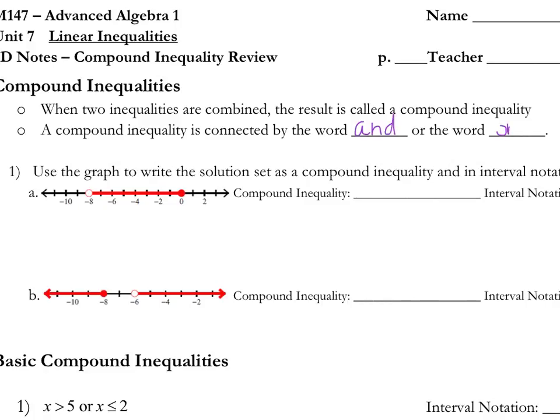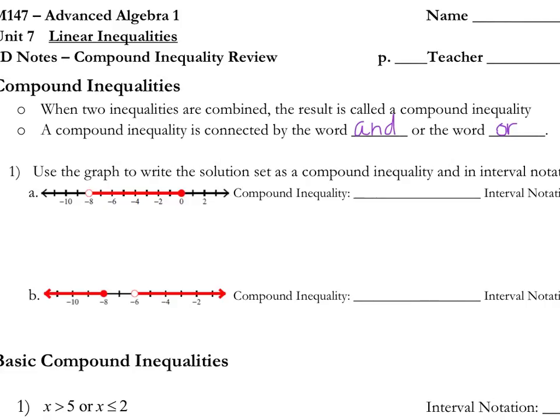Okay. So remember that a compound inequality is connected by the word and or the word or. Remember that ands have to cross. If they don't, there's no solutions. For or compound inequalities, it doesn't matter if they cross or they don't cross. Remember that for and, the answer has to satisfy both. For or, it just needs to satisfy one.